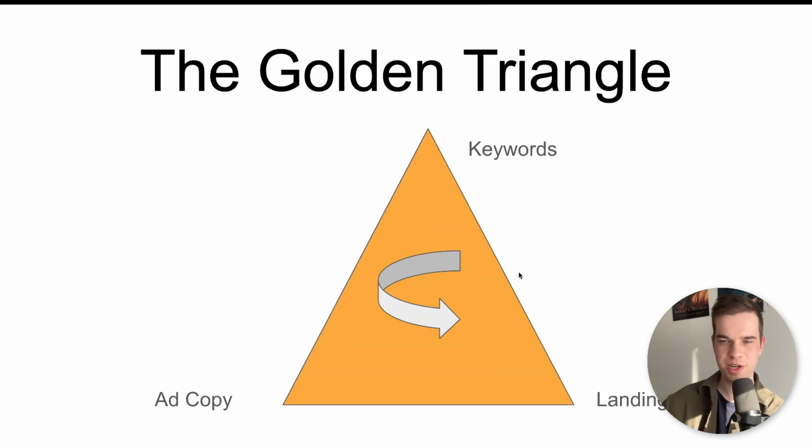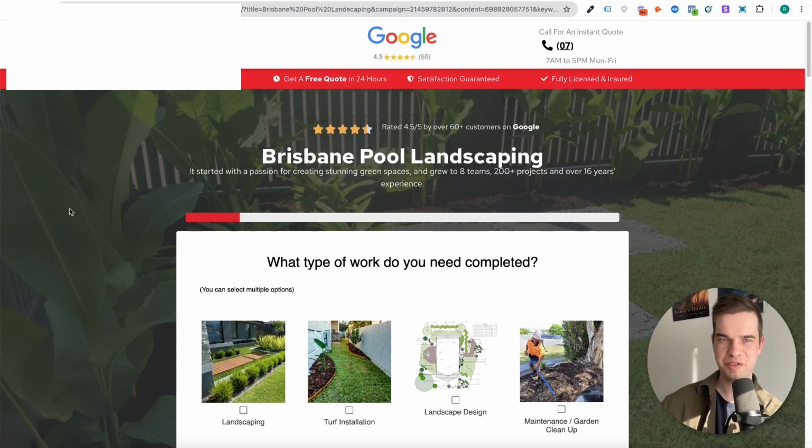Cool. And then the third point is landing page. It's the same idea as ad copy. We want our landing page to be exactly what the person searched for. So this is one of our clients' landing pages. Obviously, I'm going to hide the identifiable stuff. But we can see that our headline matches up with what we typed, which was Brisbane pool landscaping. Nothing crazy. It's just someone clicked on this and they're like, oh, Brisbane pool landscaping. That's exactly what we need help with.